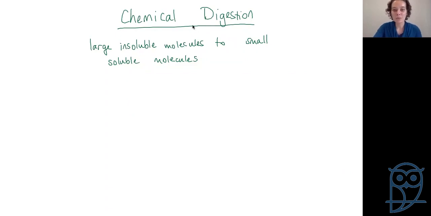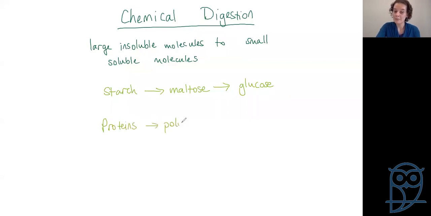So highlights of what we're talking about here. We are talking about starch being digested to maltose, which is then digested to glucose. We are talking about proteins being digested to polypeptides, which are then digested to amino acids.